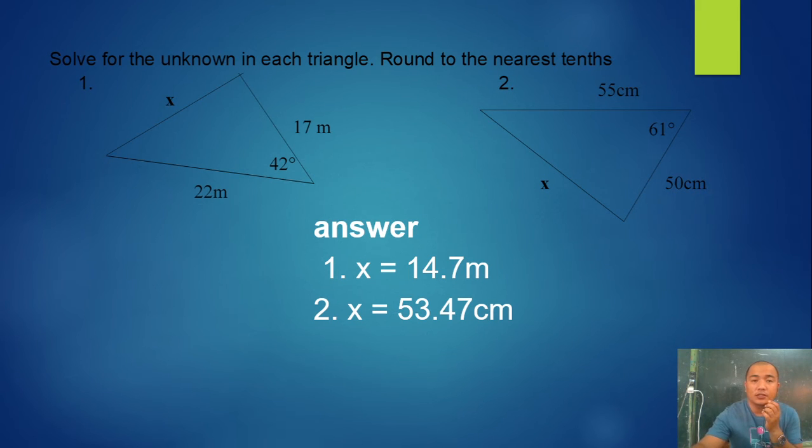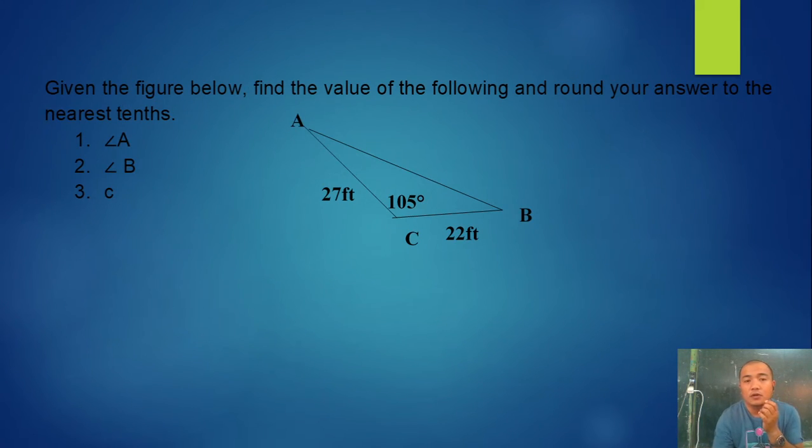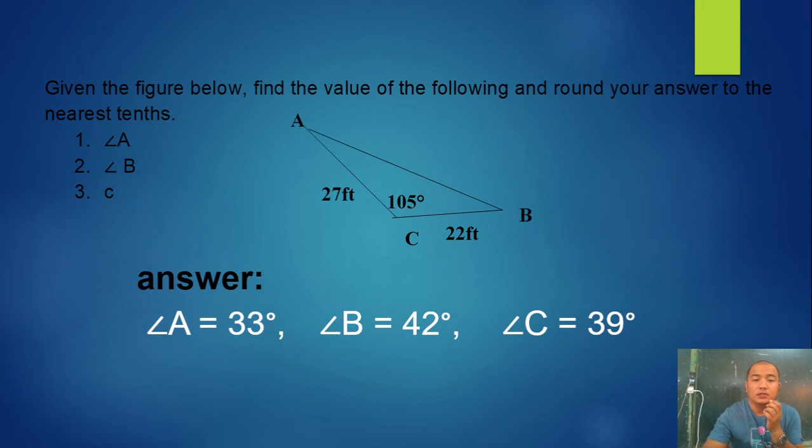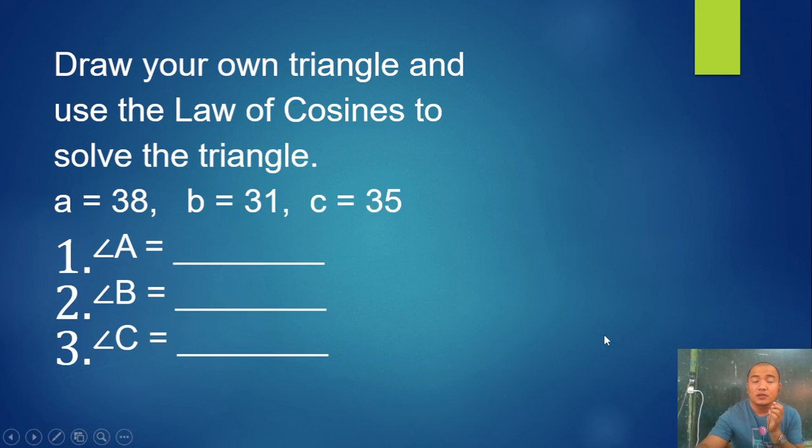Okay, show your solution next time. Next, given the figure below, find the value of the following. Round your answer to the nearest tenth. SAS is given, so use the law of cosines. Find angle A, angle B, and side C. Use the law of cosines. The answer is 33 degrees, 42 degrees, 39 degrees. And then, wait, side C, maybe that is 39, right? Wait, maybe we have the wrong answer. Try to solve it on your own and then verify. Angle C is already here, right? So maybe side C is 39 units.